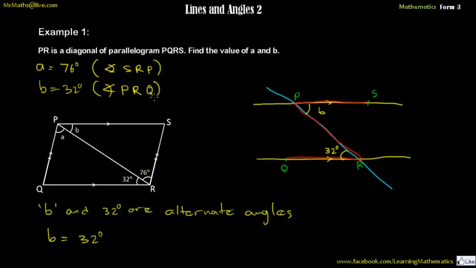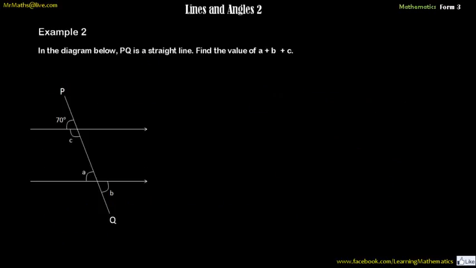Okay, let's take a look at the second example. In the diagram below, PQ is a straight line. Find the value of A plus B plus C. PQ is clearly a transversal, and we have two parallel lines that line PQ cuts through. So 70 degrees is given there.